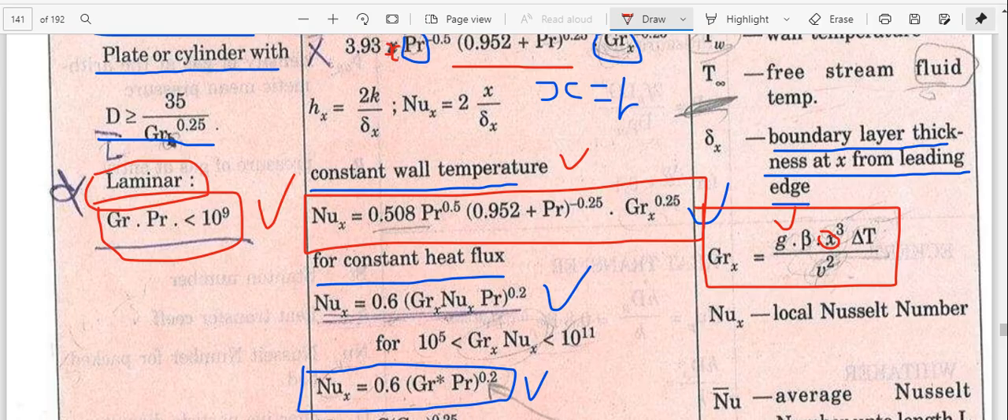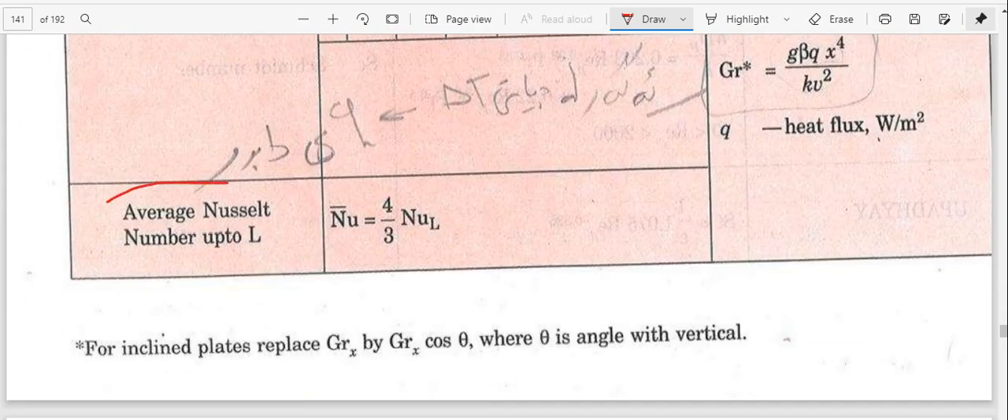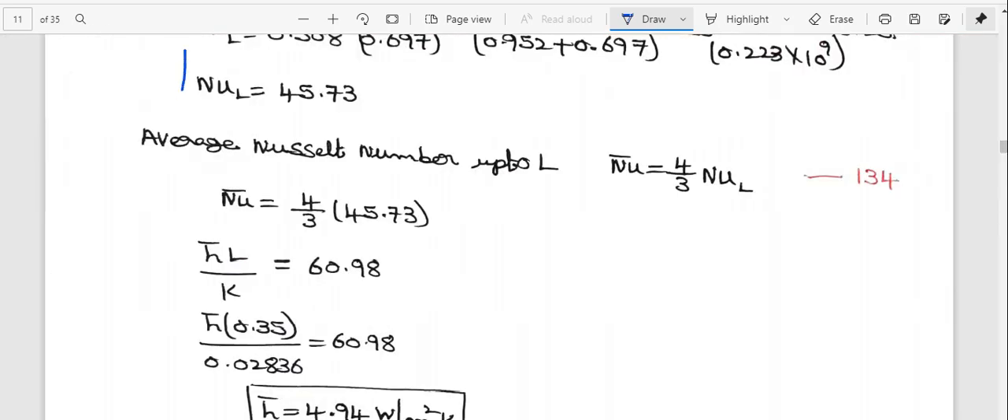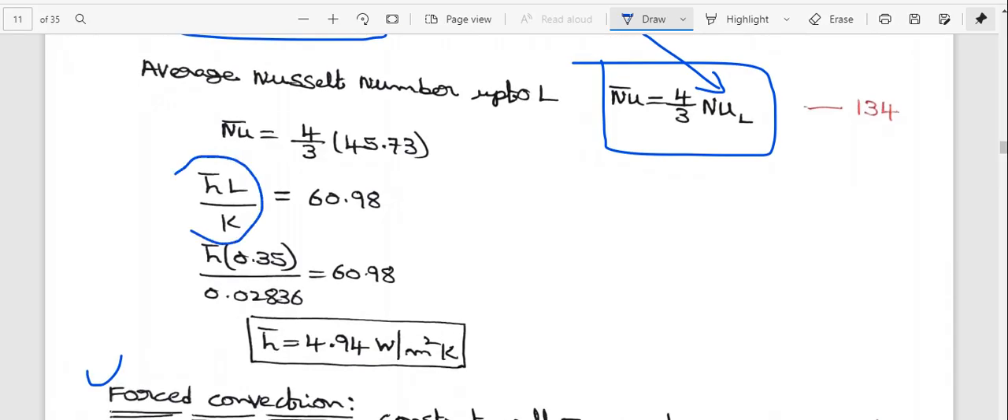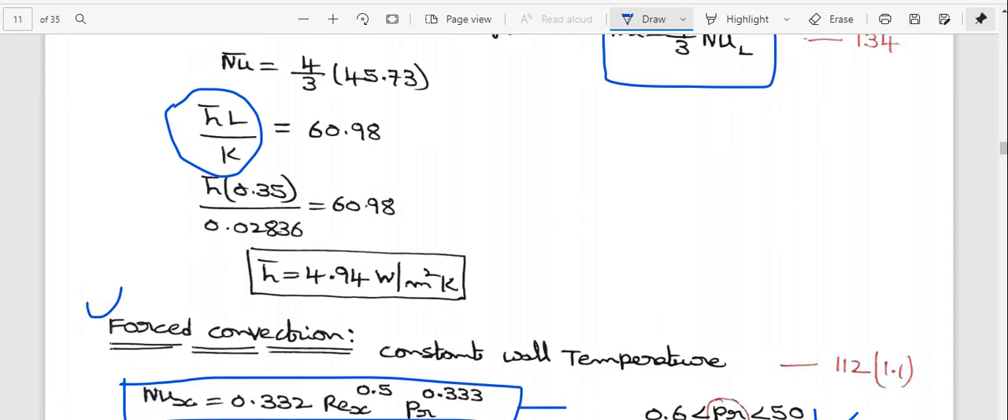So what is the average value? The average Nusselt number up to L, Nu bar, is equal to 4 by 3 NuL. We need to substitute this NuL value as 45.73. Here NuL is equal to hL by k, where h is the unknown parameter. We substitute the L and k values. After substituting, the average convective heat transfer coefficient value is 4.95.